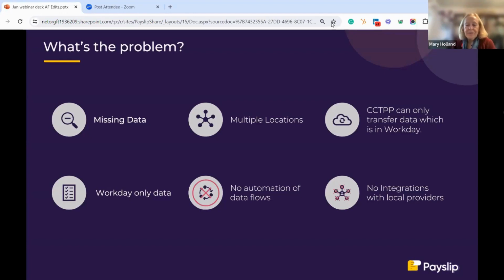So when we look at what the problem is in Workday, we don't have all of the data that's required for payroll in Workday. It's not going to be collected. It wasn't designed to be collected in human capital management systems. We have multiple locations across the globe with multiple different requirements. We also know that the data in Workday could or could not contain different items. It depends on how the Workday tenant was set up.